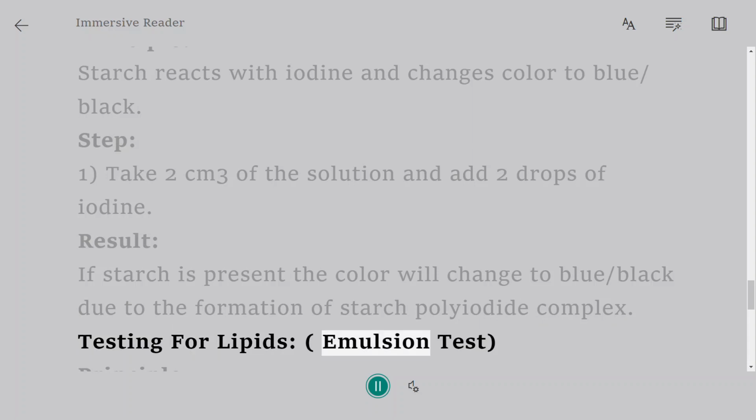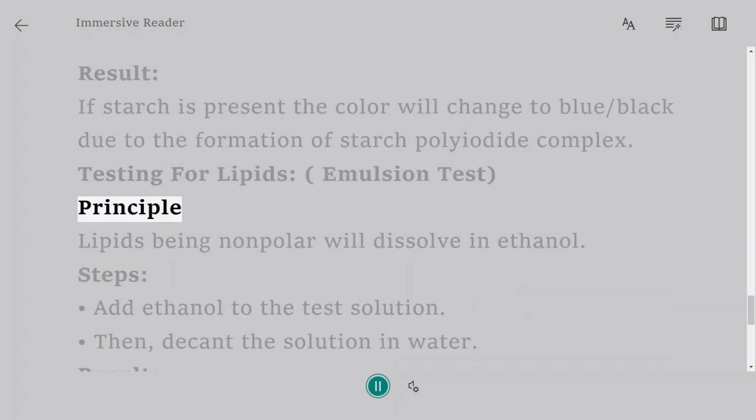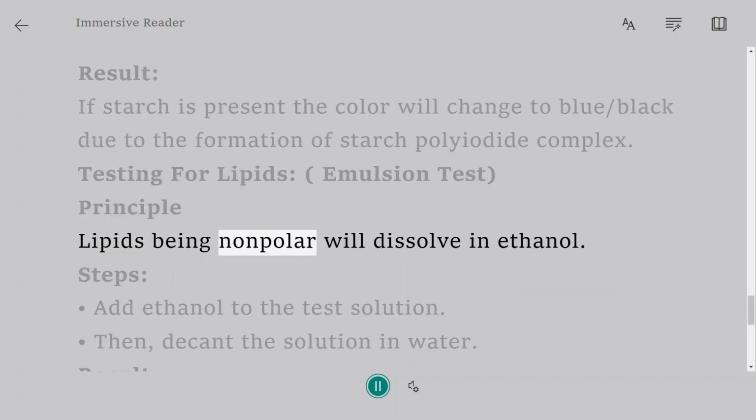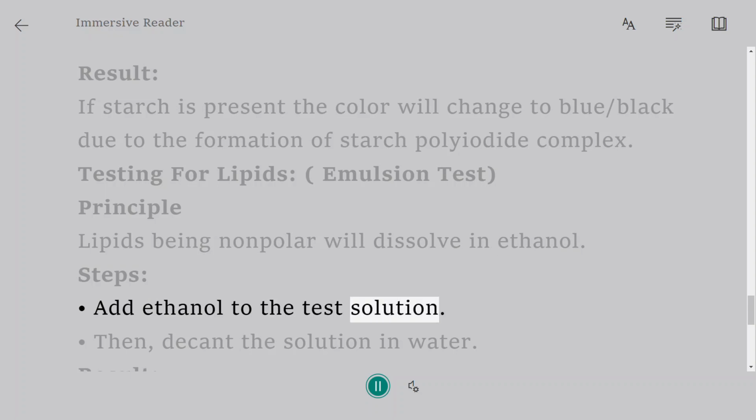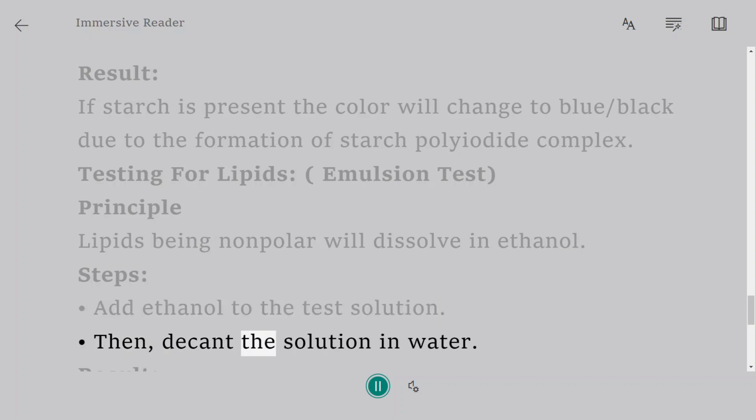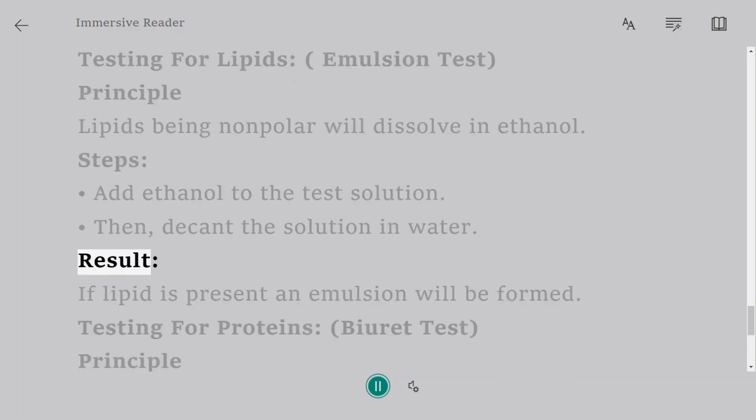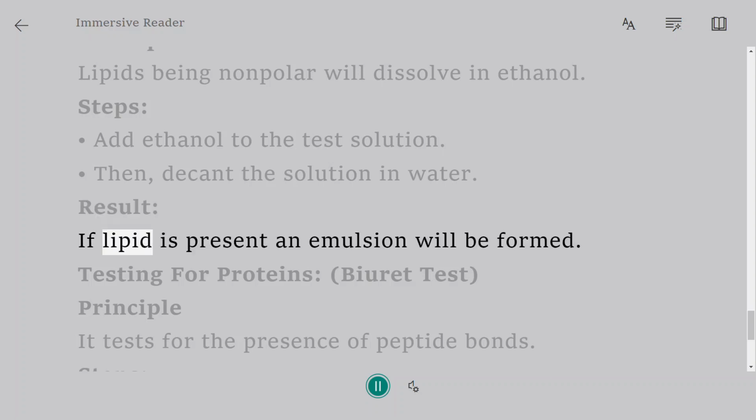Testing for lipids, emulsion test. Principle: lipids, being nonpolar, will dissolve in ethanol. Steps: add ethanol to the test solution. Then, decant the solution in water. Result: if lipid is present, an emulsion will be formed.